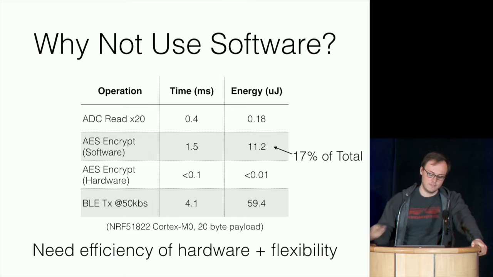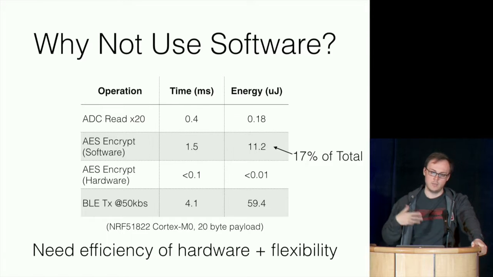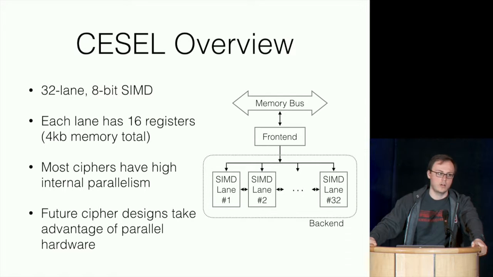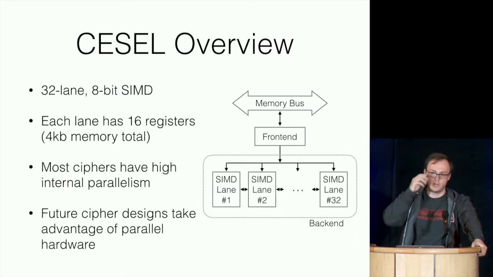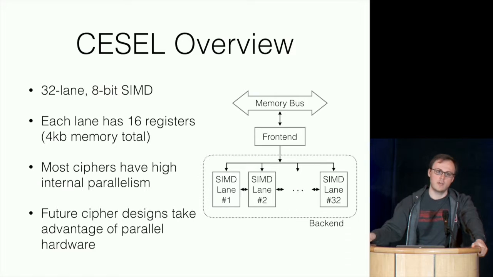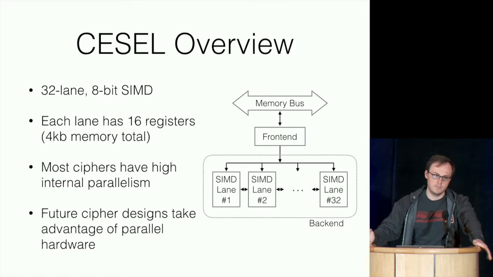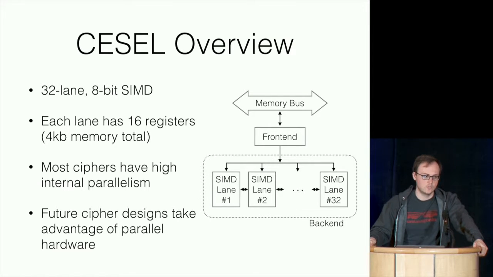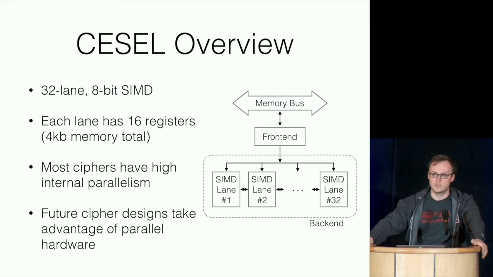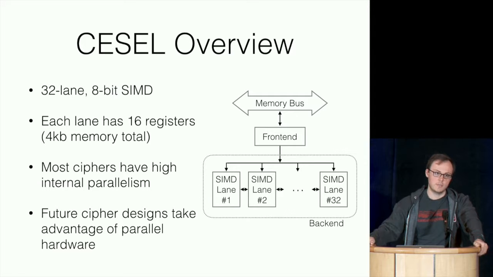So what we would really like is the efficiency of the hardware and the flexibility of being able to change and do different ciphers. That's what our research is focused on, and we came up with Kessel, an architecture specifically designed to accelerate a broad set of ciphers, but do so in a way that's reasonably flexible. The actual architecture we settled on was a 32-lane 8-bit SIMD architecture. The reason we settled on this was because we went through a very large number of ciphers, symmetric ciphers, asymmetric ciphers, different stream ciphers, and different implementations that people had done.